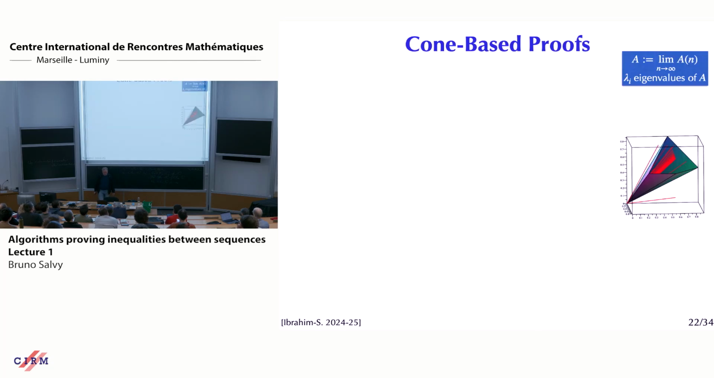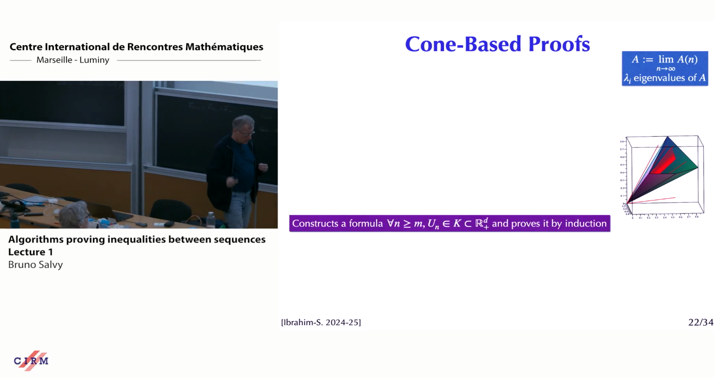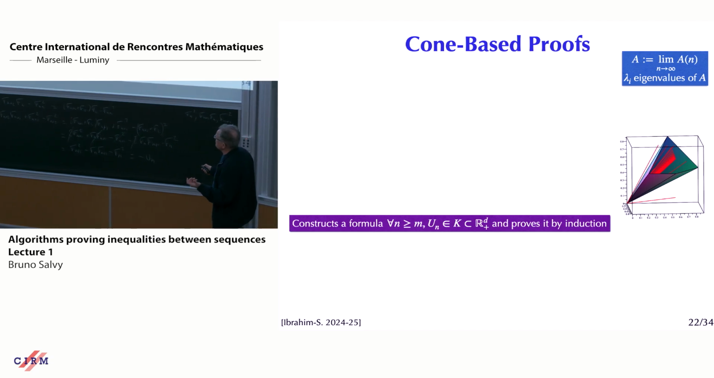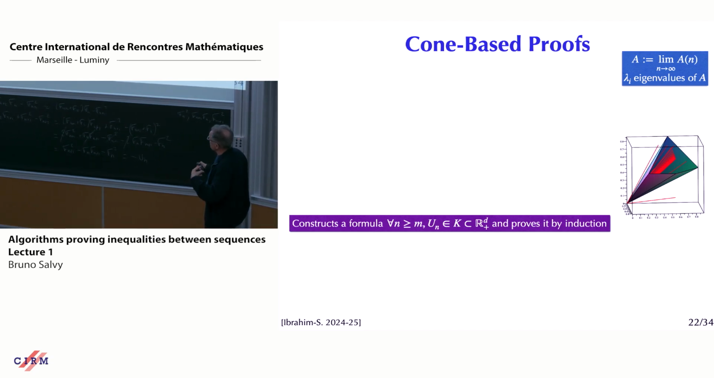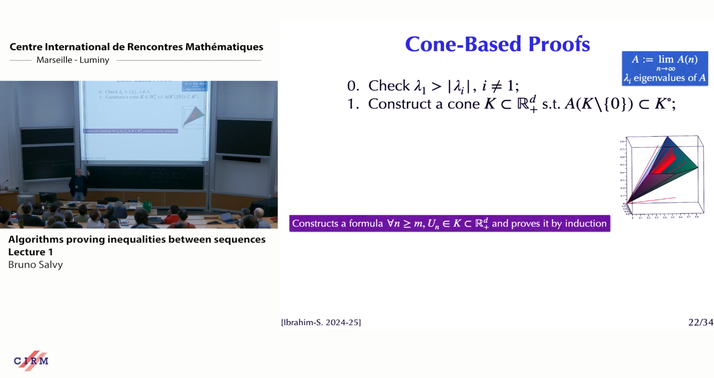Okay, so cone-based proofs. Again, A is the limit of my A_n, and I want to construct a cone around my sequence. That's what we work on with Alaa. So the idea is to construct a formula such that the vector enters a cone that's inside R_+^d, and then it will stay there. So we want to construct such a cone. First you check that you are in the right situation. Then you construct a cone that's contracted: when you apply the matrix to the cone, except 0, you go inside the interior of the cone.